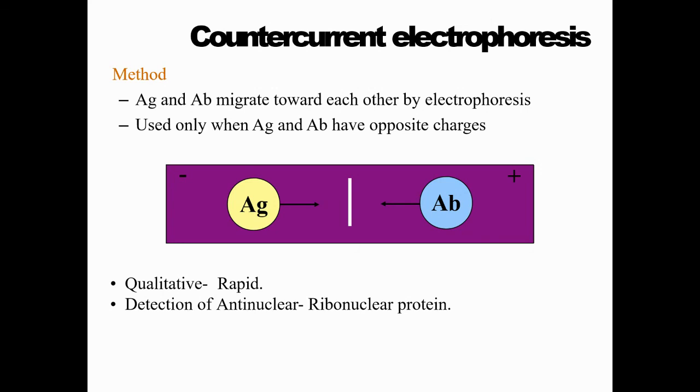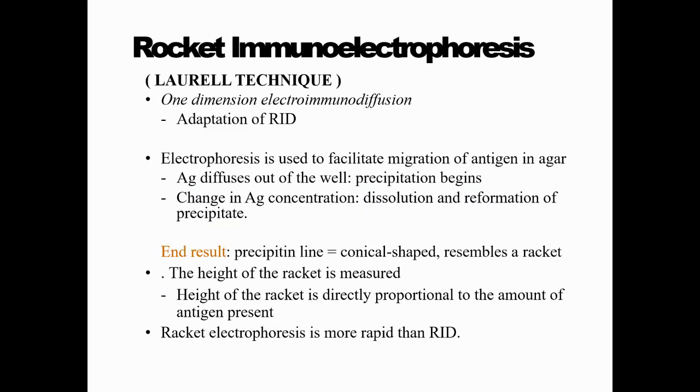Why are we using this countercurrent electrophoresis? It will give rapid results, and it is very speedy, and it is used to detect whether any anti-nuclear or ribonuclear protein is present.